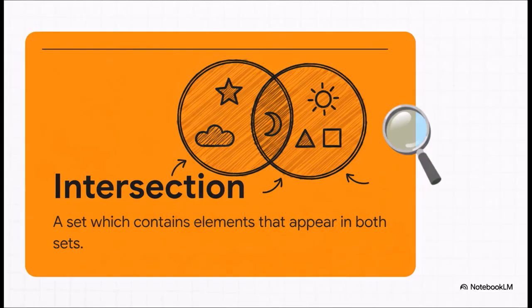Next up, intersection. So if union is all about everything, intersection is all about the overlap. It finds what's in common. When you do an intersection, you get a new set with only the elements that exist in both of the original sets. This is perfect for finding where two groups of data meet.